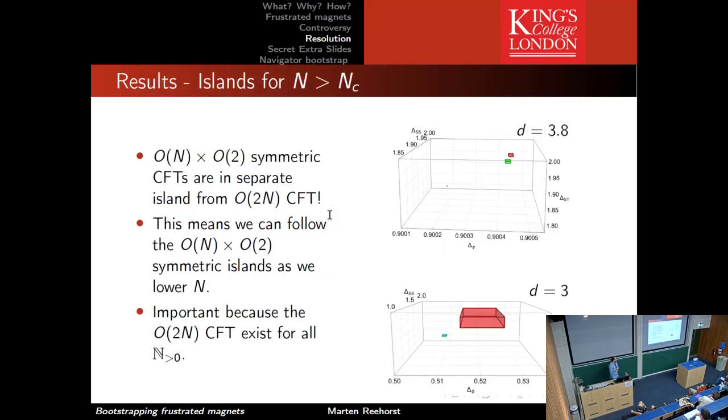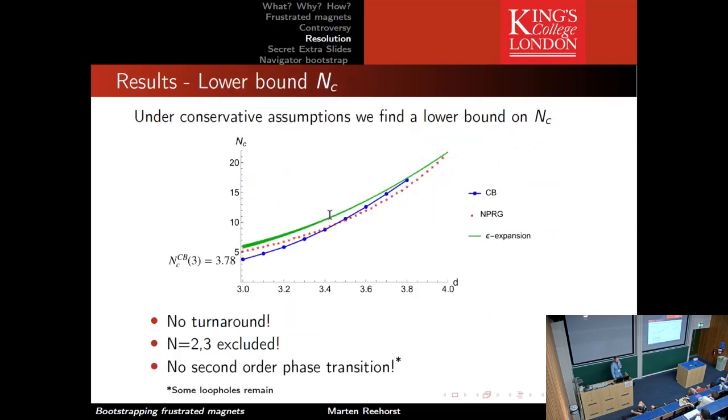So here I show some island plots. You might have seen islands before. What's on the axis doesn't really matter. The important thing is that for the different fixed points involved in this problem, there's a very small O(2n) island in blue, and the islands that we're interested in here, the green one or the red one, is isolated from the others and from the O(2n), and this means that we can follow this down and find the critical n. If we were to start in the O(2n) island and follow it down, then everything would be allowed because the O(2n) model exists for all positive n.